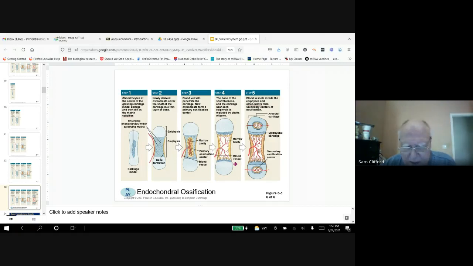Most of the bones of the body, most long bones, are formed by this function of the osteocytes, osteoblasts, osteoclasts. The cartilage starts, and then we go all the way to the mature bone with primary ossification along the diaphysis and secondary ossification in the ends of the bones at the epiphyses.